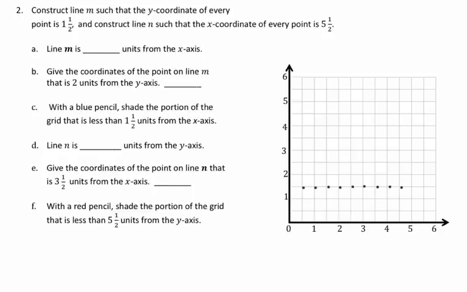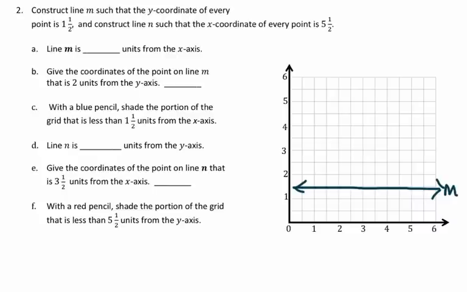So for line M, it says that every y-coordinate is 1.5. So if x is, let's say x is 1, then y would be 1.5. If x is 3, y would be 1.5. If x is 4.5, y would still be 1.5. So I drew some points right here, and all you're going to do is connect those points to create a straight line. Okay, and then we'll label that M.